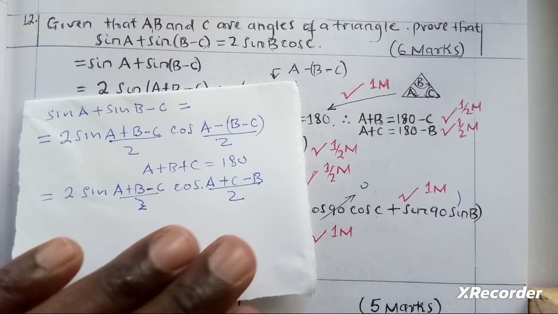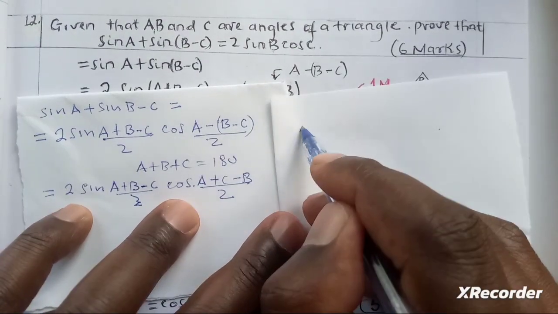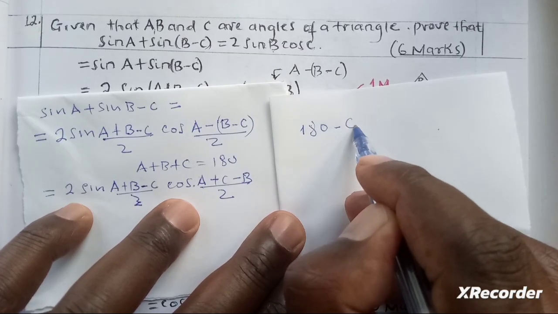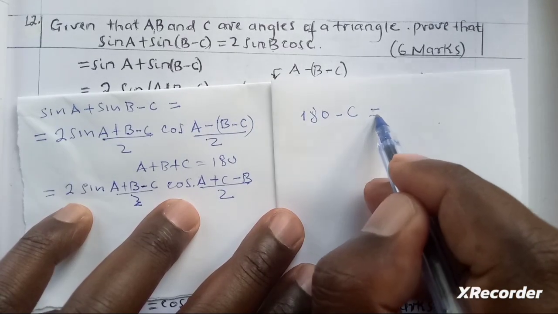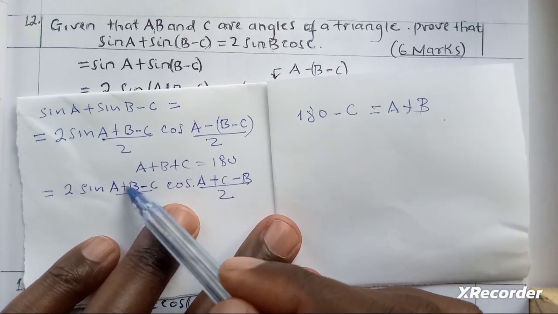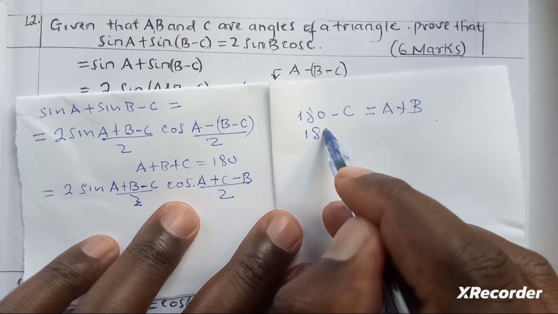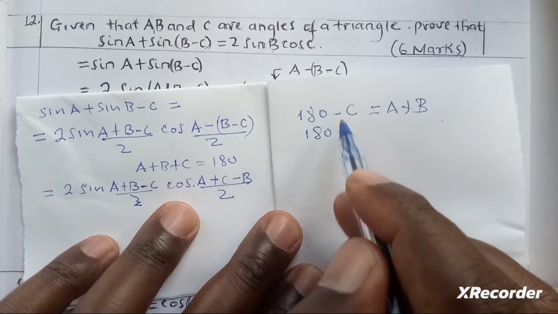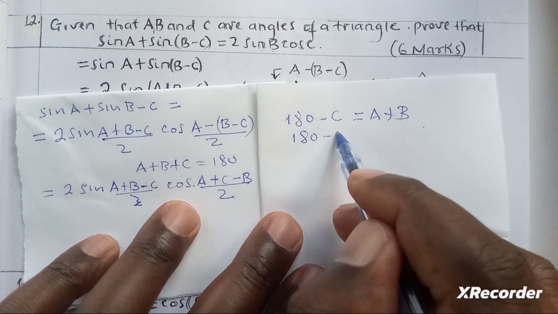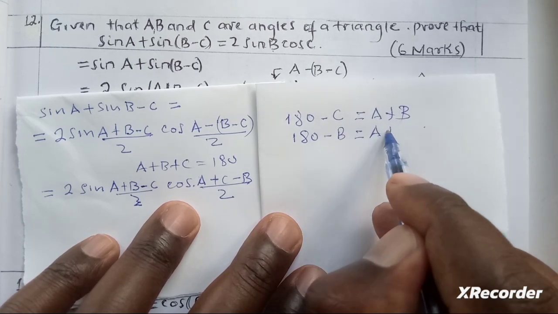A. And how do we replace A? We say 180 minus C is equal to A plus B. Want to replace this. Then we have 180 minus B is equal to A plus C.